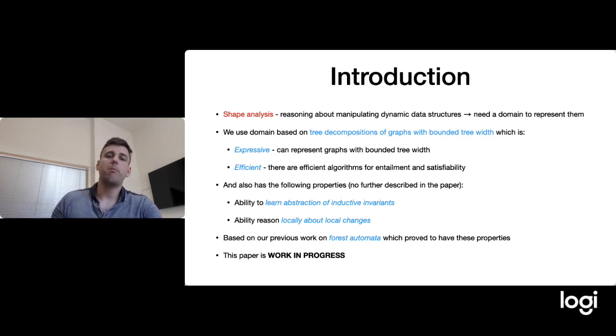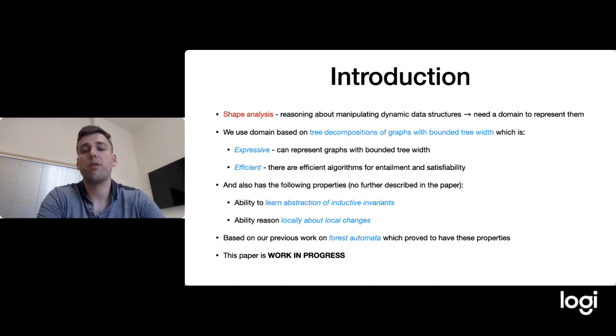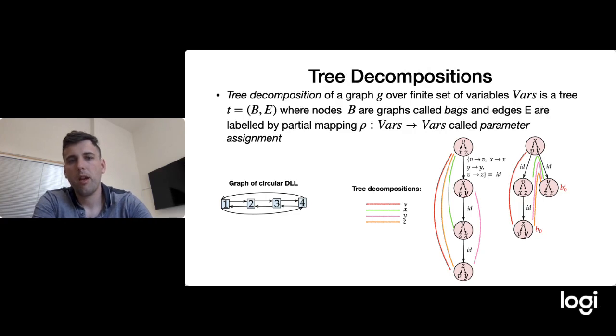We propose a domain based on tree decompositions of graphs with bounded tree width, which is expressive and efficient; there are efficient algorithms for the domain. It also has the following properties not described in the paper: the ability to learn abstractions of inductive invariants and reason locally about local changes in code. It's based on our previous work on forest automata, and this work is still in progress, which I will mention later. Let's introduce tree decompositions.